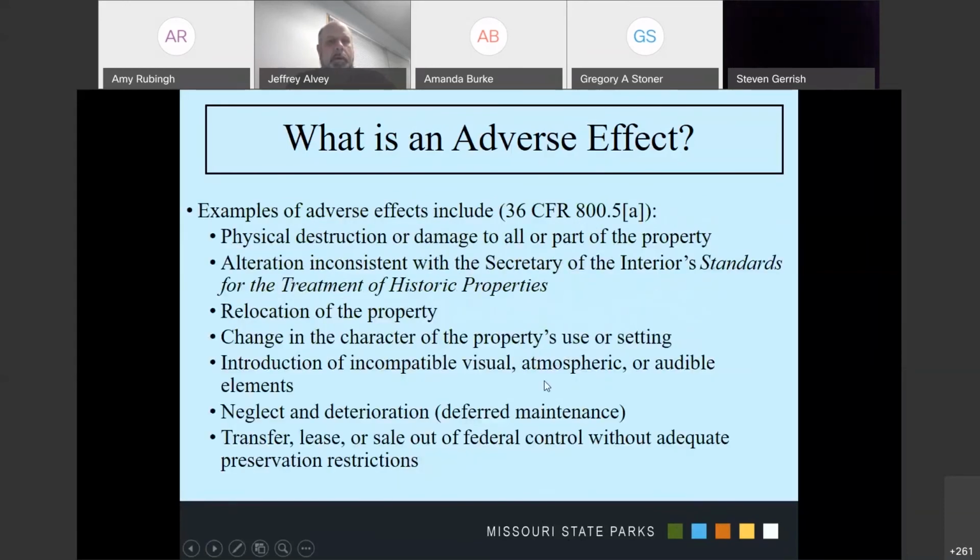Some examples of an adverse effect: obviously physical destruction or damage to all or part of the property; any alteration that's inconsistent with the Secretary of the Interior standards; a relocation of the property, removing it from its historic context; any change in the character of the property's use or setting; any introduction of incompatible visual, atmospheric, or audible elements; or simply neglect and deterioration, in other words, deferred maintenance. And then finally, the transfer, lease, or sale out of federal control without adequate preservation restrictions.